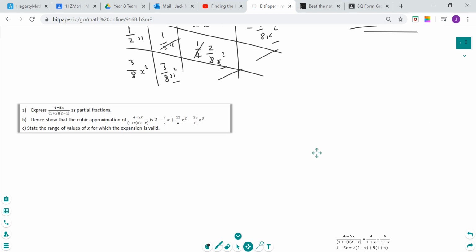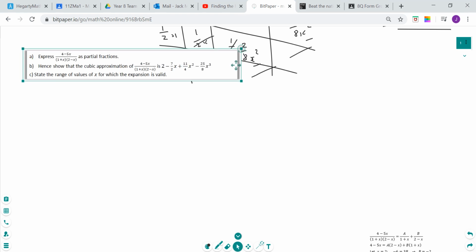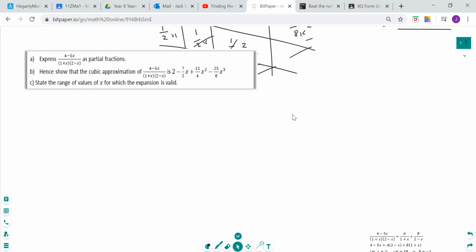Okay, so let's move on to bringing everything together really. So we've got to, first of all, express this as partial fractions. So that's chapter 1. So you're seeing now some of the overlap between things. Chapter 1 comes up with lots of other content usually. And then hence show that the cubic approximation, and so on. Okay, so then we're going to do our binomial thing.